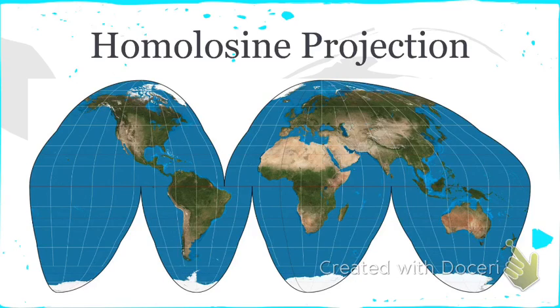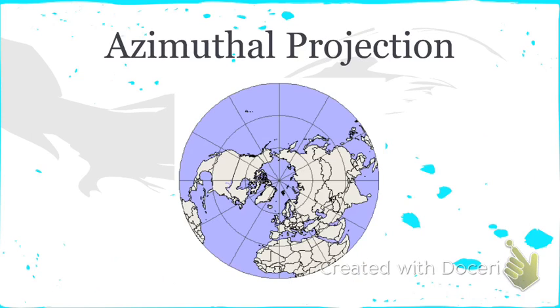The Homolosine projection shows accurate shapes and sizes of land masses, but the distance on the map is not correct, and it has this kind of funky M shape looking thing. The azimuthal projection shows the Earth so it is a straight line from the central point to any other point on the map, and it gives the shortest distance between the 2 points.